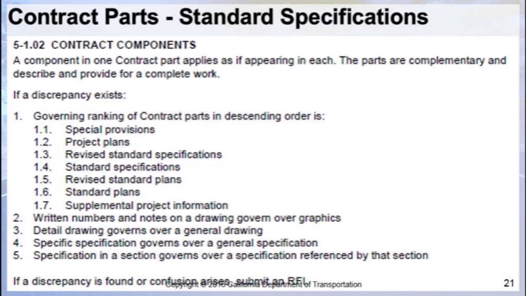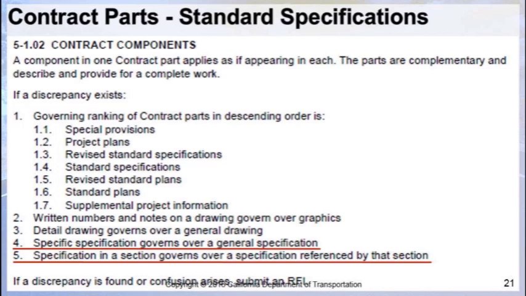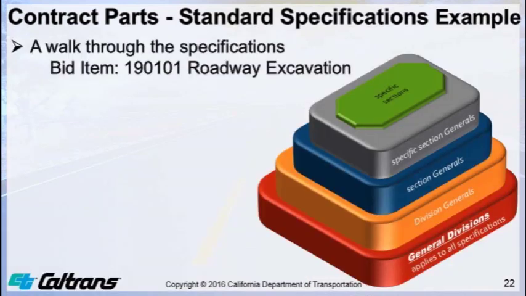We have discussed the general specifications at 4 levels. General specifications apply to sections at the same or lower levels. However, specific specifications govern over general specifications. The RAD method identifies the specific changes to the specifications. Let's do one example based on bid item 190101, roadway excavation.